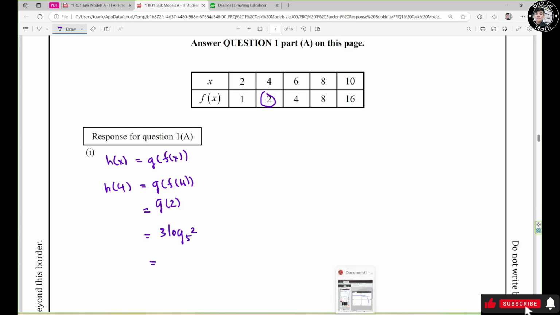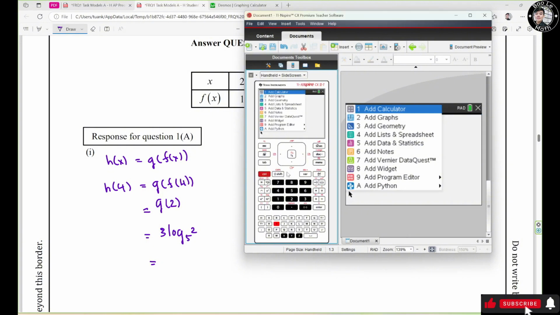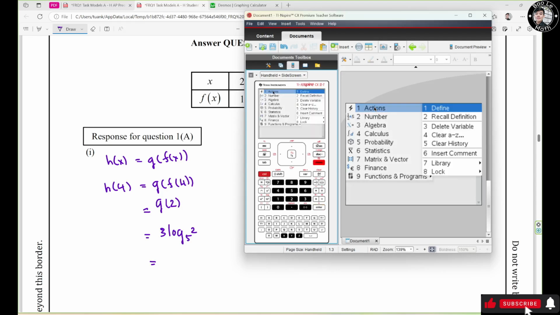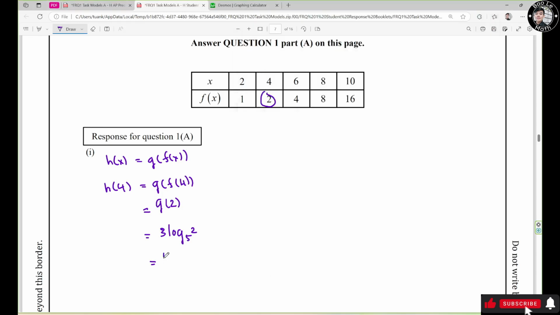And then we bring up the calculator. We just hit Control I. Then we hit Add Calculator. Now we hit 3 times log base 5 of 2. And we hit Enter. Right, it gives you the exact value. You need to hit Menu, Actions right here, Number right here, convert to decimal. Hit Enter. The answer should be 1.292, right?